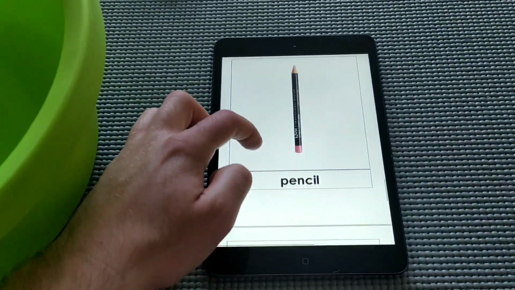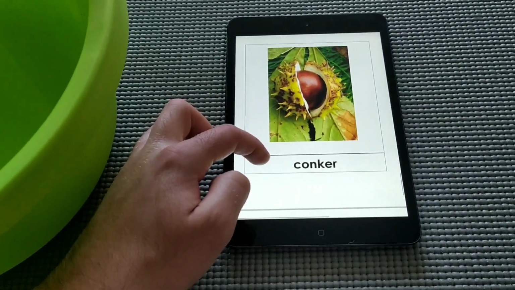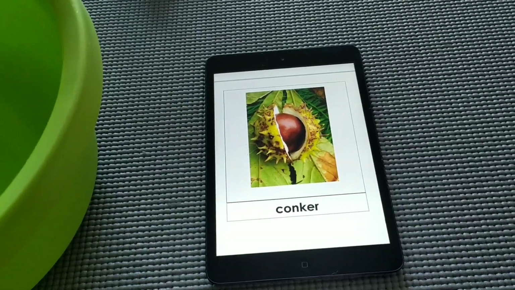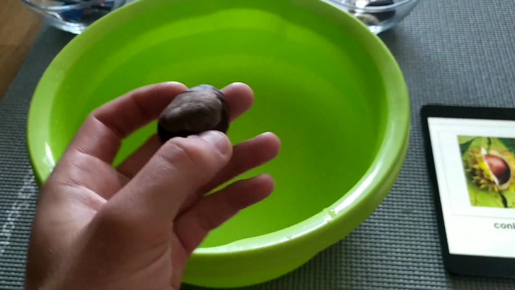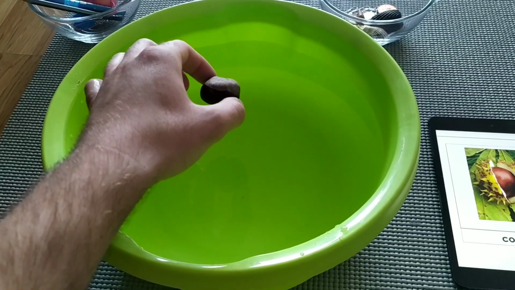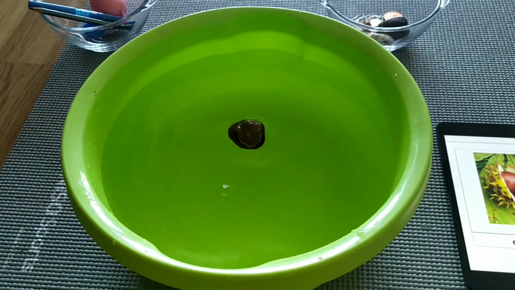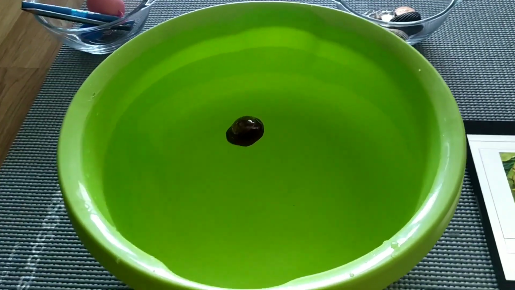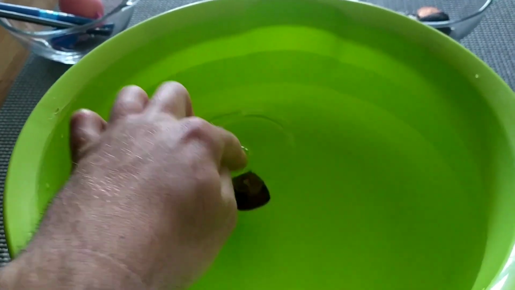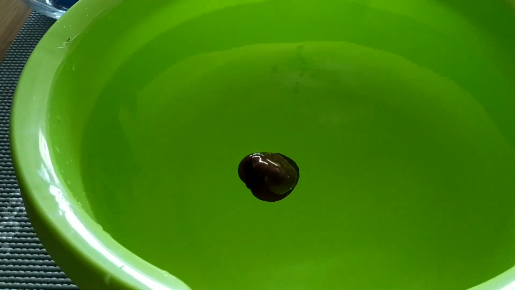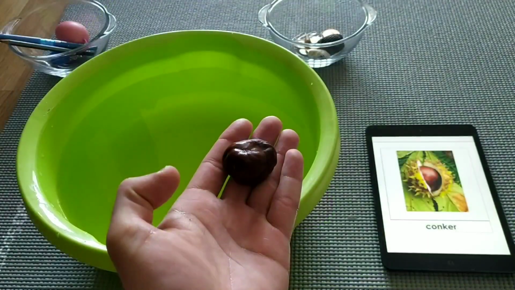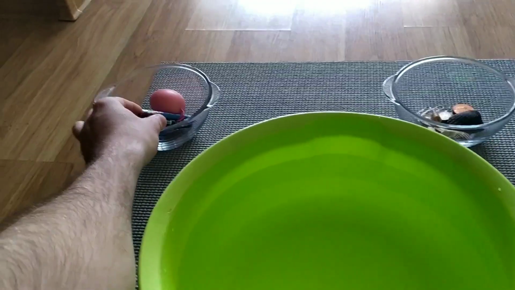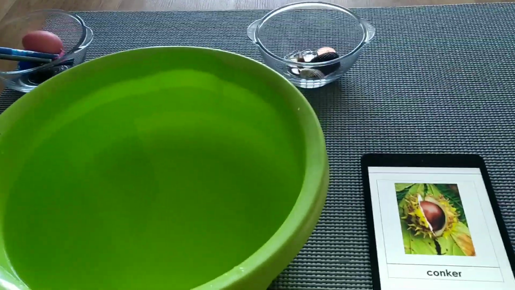Okay, the last object we are going to look at is a conker. So let's take the conker. And what do you think will happen? So even though the conker was heavy, it still floats to the top. So we can put the conker in the float bowl.